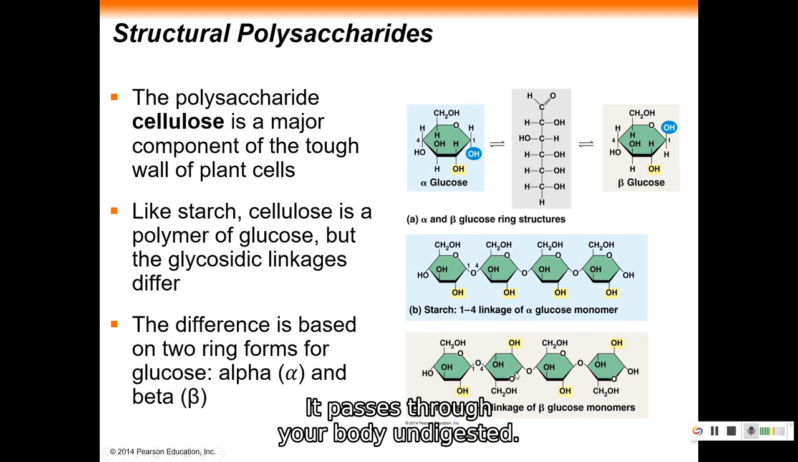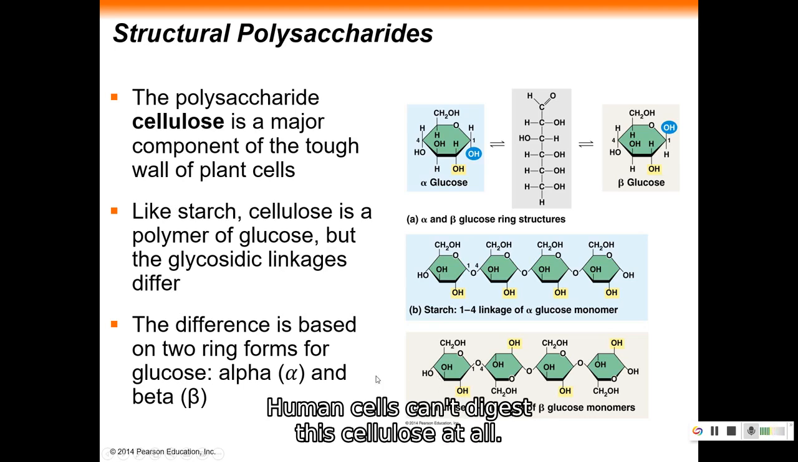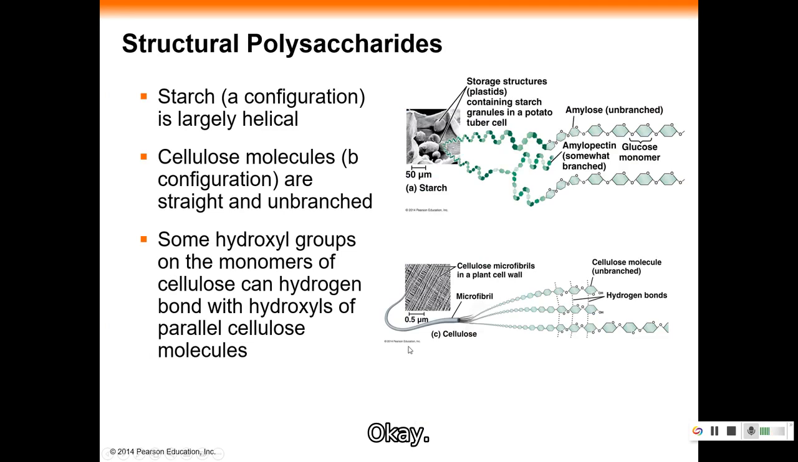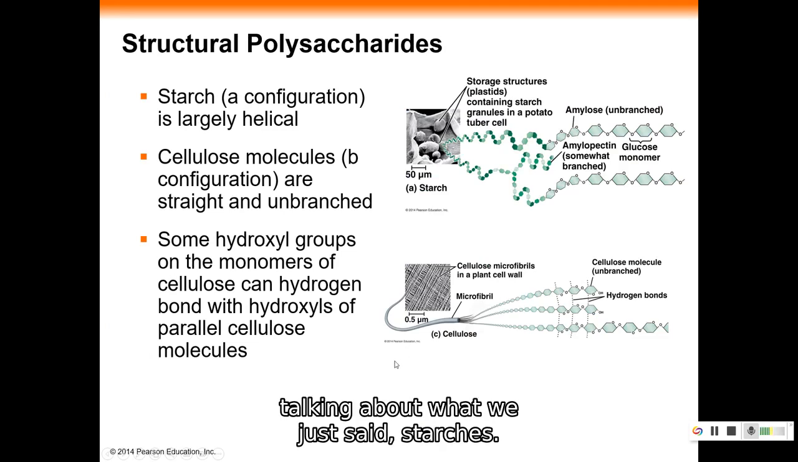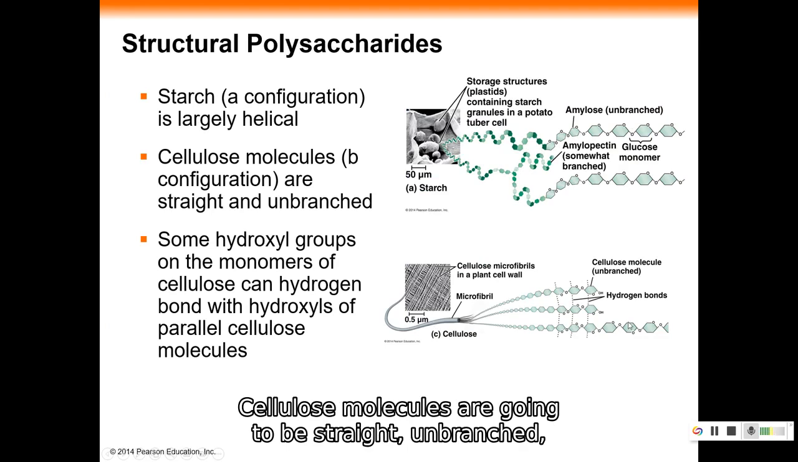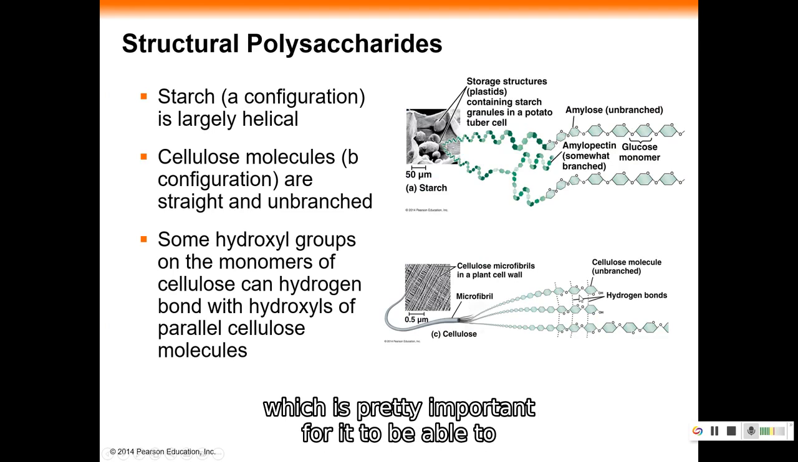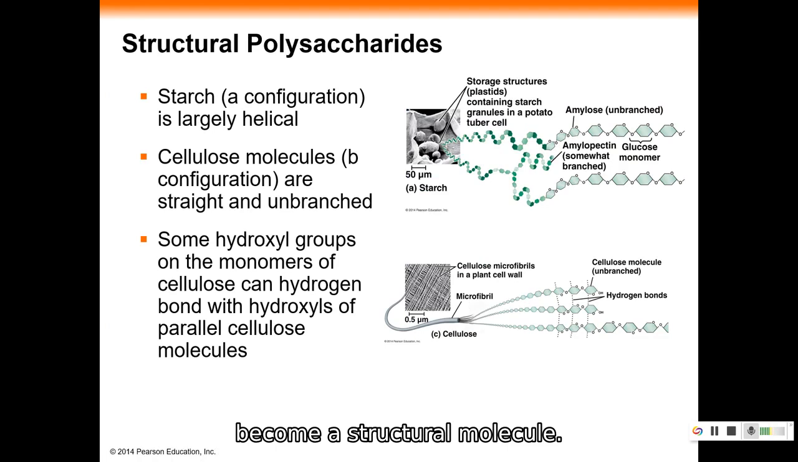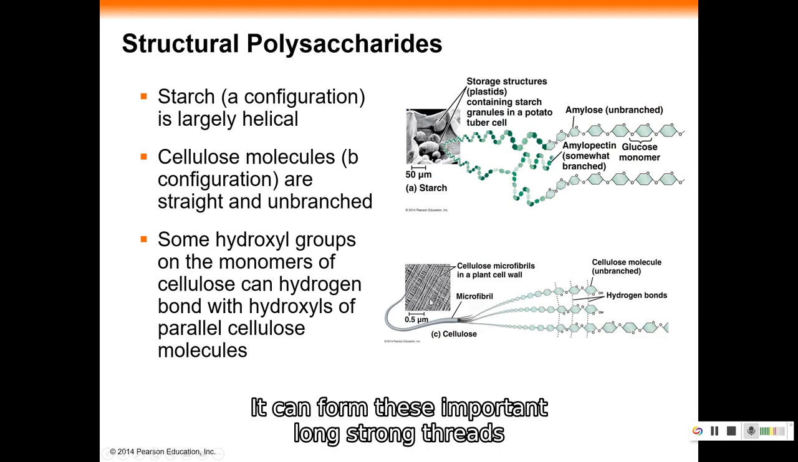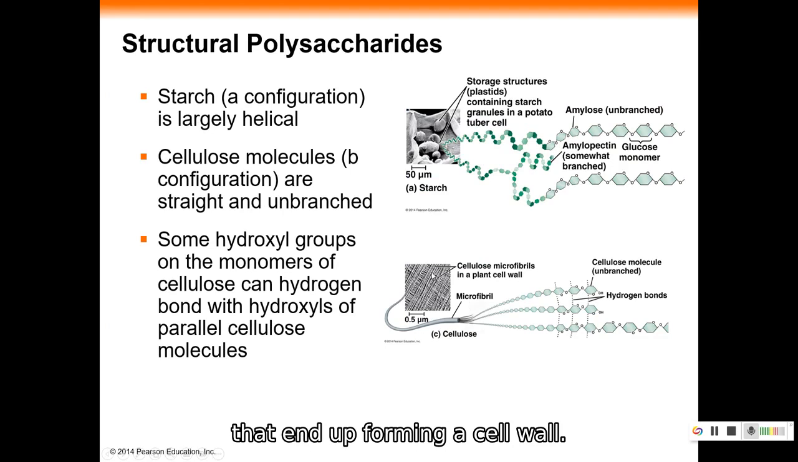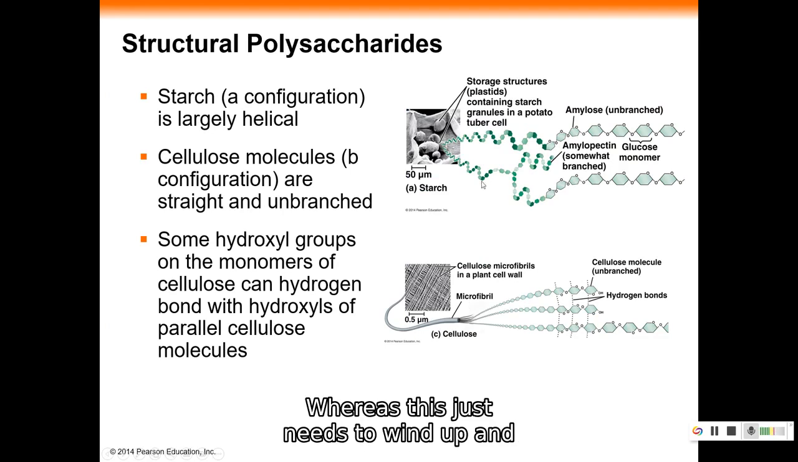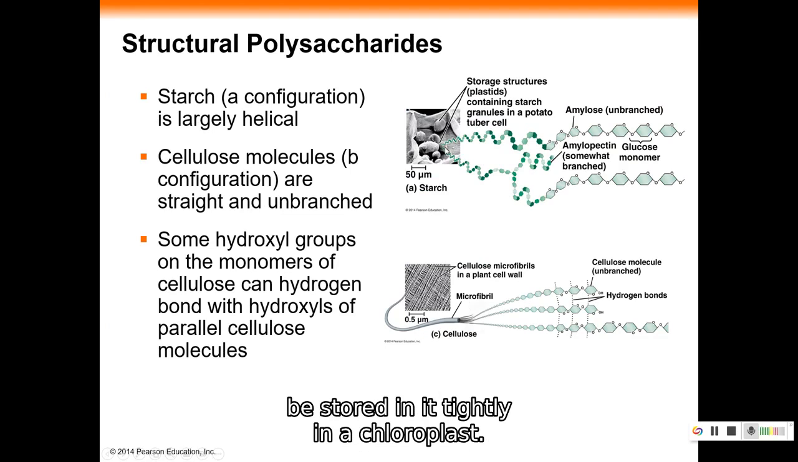It passes through your body undigested. It's very important for intestinal health, and some of the microbes in your intestines may be able to digest some of it, but human cells can't digest this cellulose at all. Okay, so this is a little bit more talking about what we just said. Because of those linkages, starch is going to be largely helical. You can see it's rotating around like this. Cellulose molecules are going to be straight and unbranched, which is pretty important for it to be able to become a structural molecule. It can form these important, long, strong threads that end up forming a cell wall. Whereas starch just needs to wind up and be stored tightly in a chloroplast.